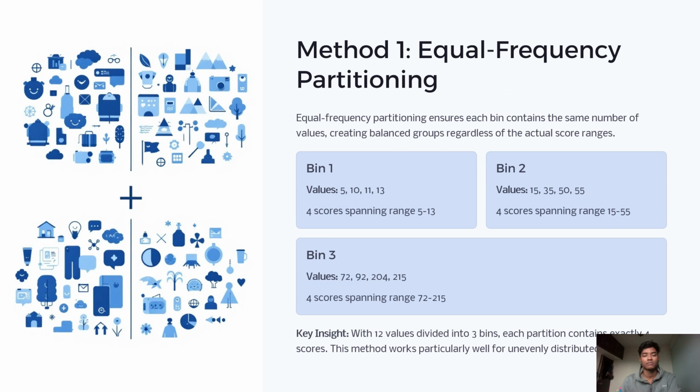The partitions are bin 1: 5, 10, 11, 13; bin 2: 15, 35, 50, 55; bin 3: 72, 92, 204, 215. This method guarantees perfect balance. Even though the ranges are very different, each bin gets exactly four values. That is why equal frequency works well for skewed or unevenly distributed datasets.